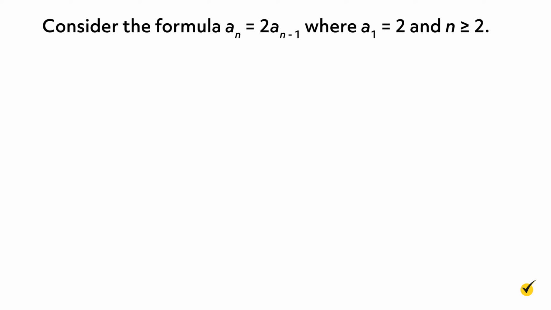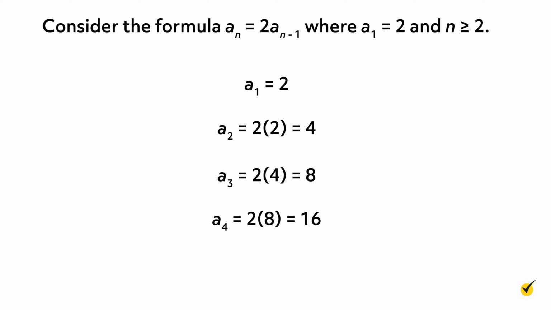Let's now try to form an explicit formula from a recursive one. Consider the formula a sub n equals 2 times a sub n minus 1, where a sub 1 equals 2 and n is greater than or equal to 2. To convert this to an explicit formula, let's try and understand the pattern. Let's use the given formula to find the first 4 terms. The first term in the sequence is 2, then a sub 2 equals 2 times 2, which equals 4. Next, a sub 3 is equal to 2 times 4, which equals 8, and a sub 4 is equal to 2 times 8, which equals 16.